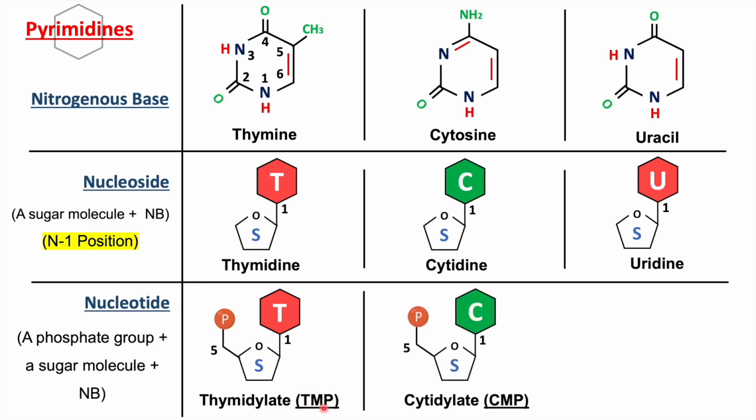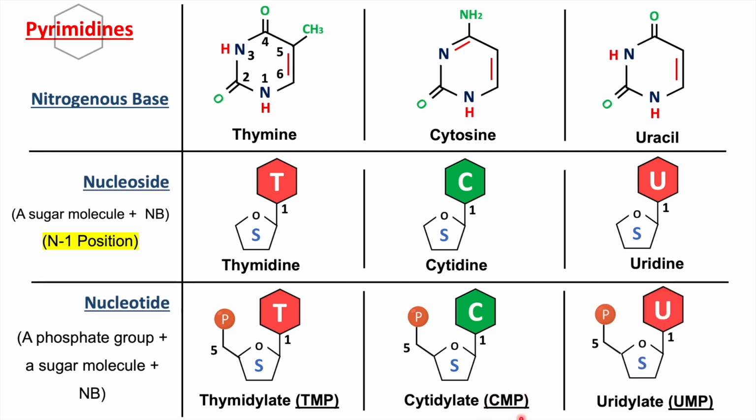therefore it is also called TMP. And in the case of cytidine, it becomes cytidylate, or cytidine 5 monophosphate, that is CMP. And when the phosphate group is attached to uridine, it becomes uridylate, and it is also called uridine 5 monophosphate, that is UMP. So again, the transformation from nitrogen base to nucleoside to nucleotide is important to remember here.